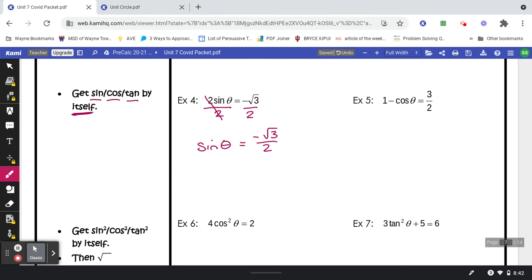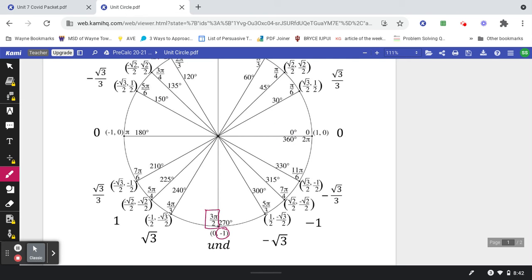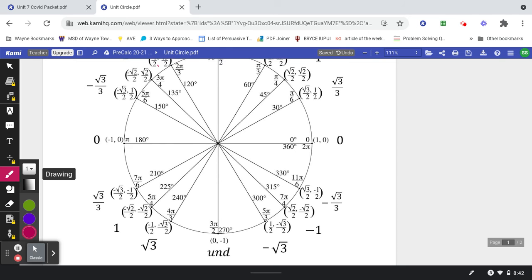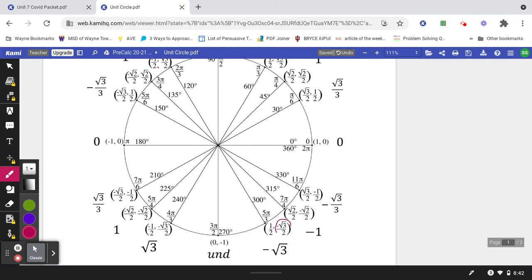You're looking for your y values. Y values negative radical 3 over 2. Here's one. Here's the other. So 4 pi over 3 and 5 pi over 3.